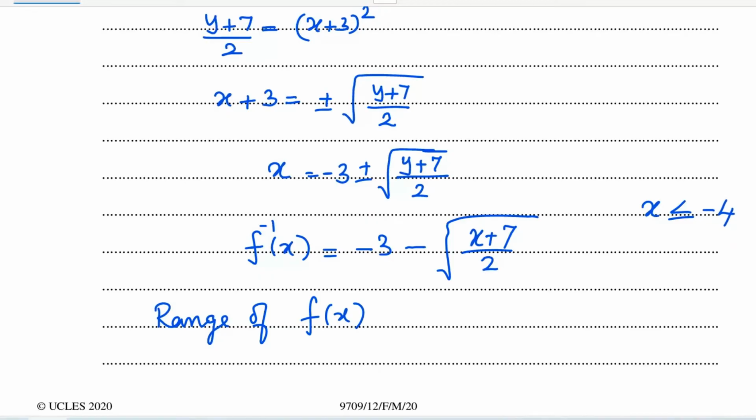So we know f of x equals 2 multiplied by (x plus 3) the whole squared minus 7. In that, you substitute the x value as -4. So 2 multiplied by (-4 plus 3) the whole squared minus 7. So this gives -5, which is the range of f of x.